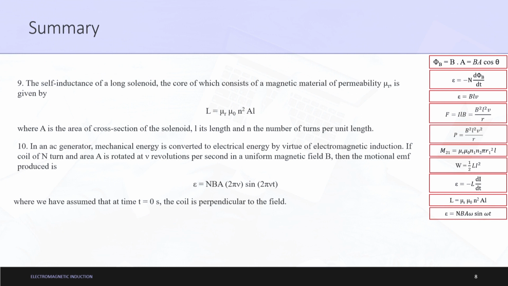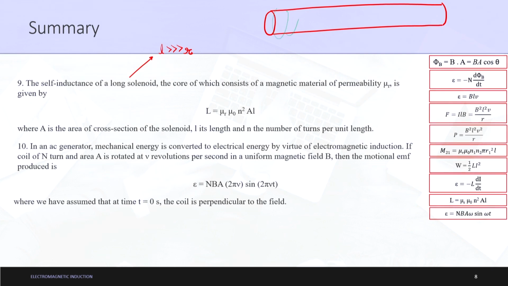Moving on. The self inductance of a long solenoid here means that L is greater than R. The self inductance of a long solenoid, the core of which consists of a magnetic material, core as in the inside part. Let us say this is the solenoid we are talking about, and let us say these are the coils.